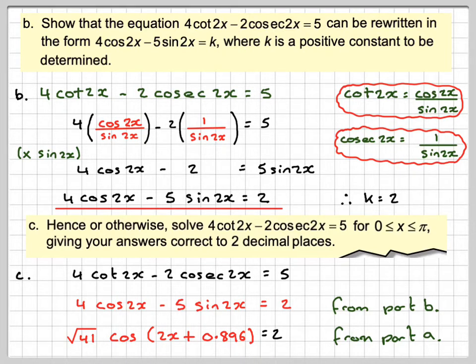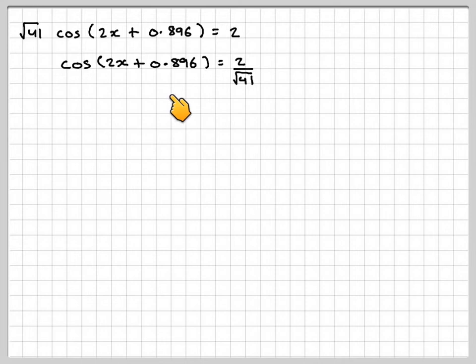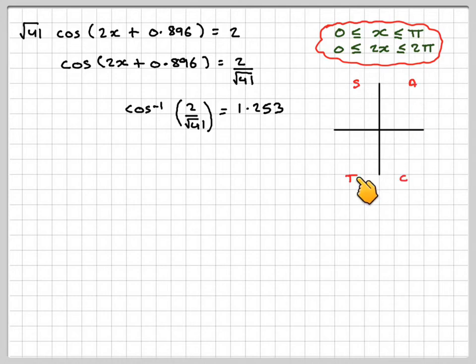So in a question like that, you should be looking for links between different parts of the question. It's a good technique. So writing this out on the next slide, we get root 41 cos(2x plus 0.896) is equal to 2. So dividing by root 41, we get cos(2x plus 0.896) is equal to 2 over root 41. We're solving x between 0 and pi. So therefore 2x needs to be solved between 0 and 2 pi. So cos to the minus 1 of 2 over root 41 is 1.253 radians.